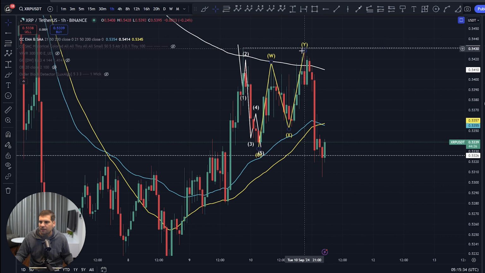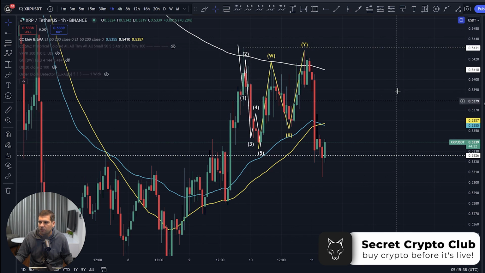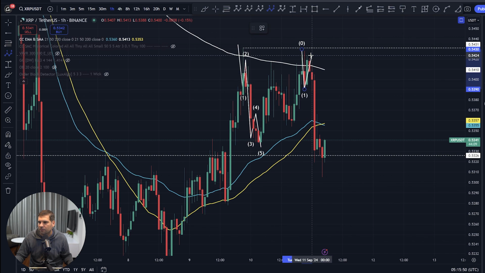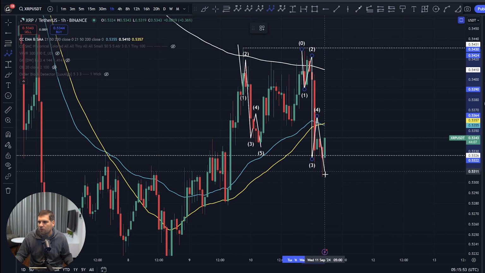And you can see here that this Y wave does not cross higher than the origin of that 5-wave move. Okay, and that was 54.31, and we rallied up to a high of 54.28. So it fell short. That's important because what we can see now is another 5-wave move to the downside. Wave 1, wave 2, wave 3, wave 4, wave 5.